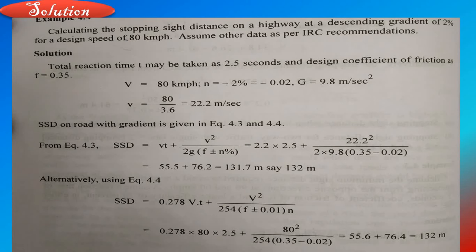That is the matter. Then there is alternate information also with the help of design speed. So here SSD, stopping sight distance, is equal to 0.278 Vt, here capital V in the sense that is the 80 kmph value, plus capital V square upon 254 into (f plus or minus n) value here also. So we are taking the n value here. I think here also some mistake is there.